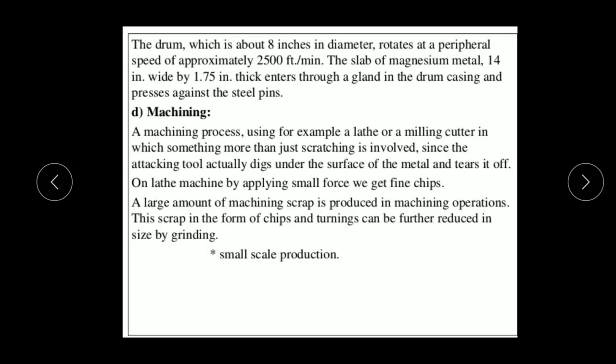The slab of magnesium metal, 14 inches wide by 1.75 inches thick, enters through a gland in the drum casing and is pressed against the steel fin. And D, the machining process. A machining process, using for example a lathe or milling cutter, involves something more than just scratching, since the attacking tool actually digs under the surface of the metal and tears it off.